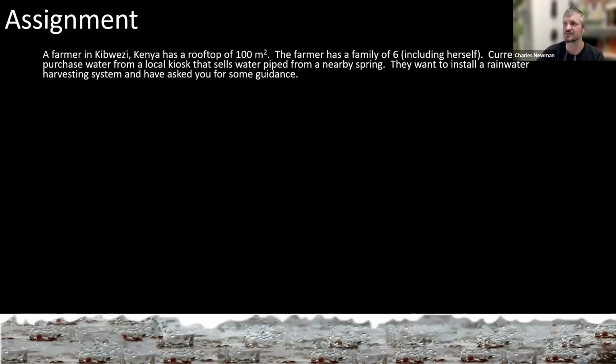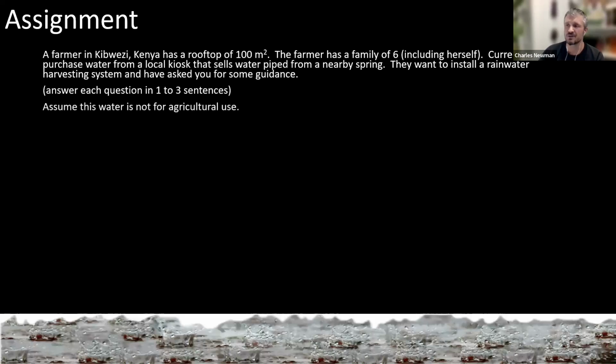A farmer in Kibwezi, Kenya has a rooftop of 100 square meters, and the farmer has a family of 6, including herself. Currently, they purchase water from a local kiosk that sells water piped from a nearby spring. They want to install a rainwater harvesting system, and they have asked you for some guidance. So I'm going to break down a few questions here, and I'm asking you to answer each question in 1 to 3 sentences upon your submission. I should also state for the record, we are going to assume that this water is not for agricultural use. This is only for household use.